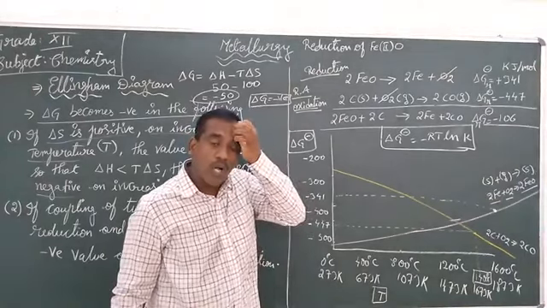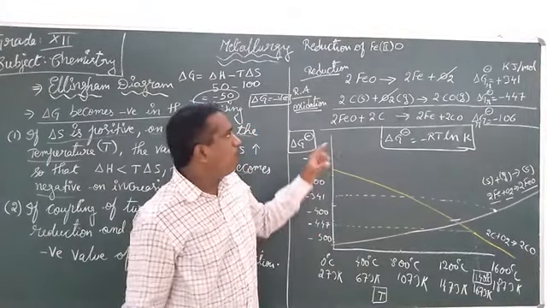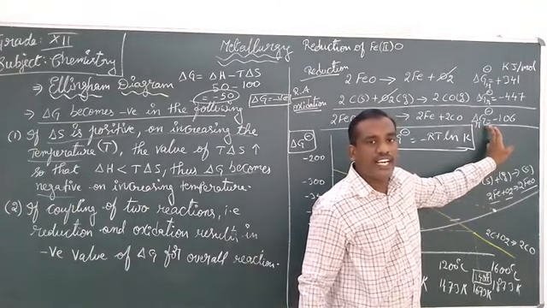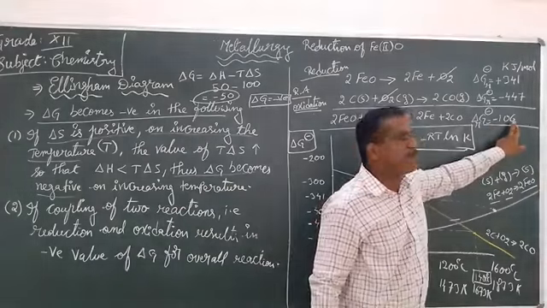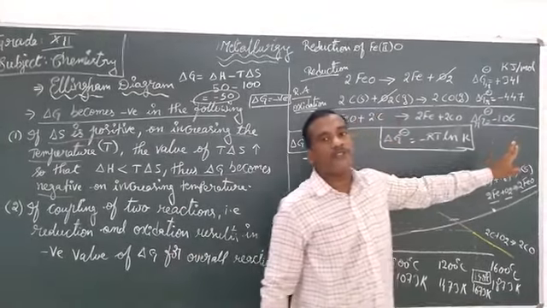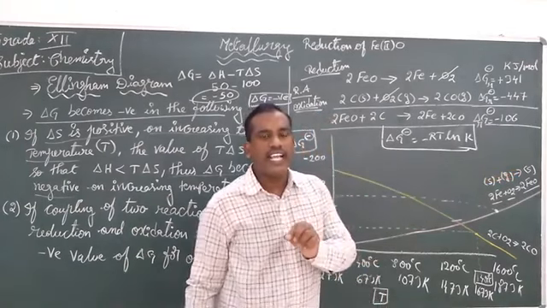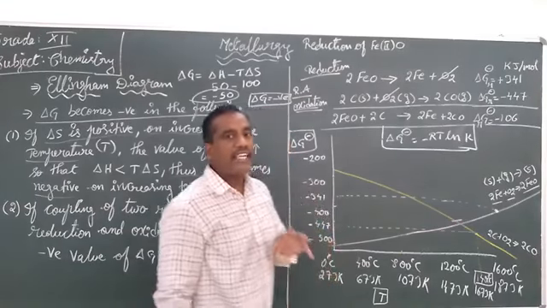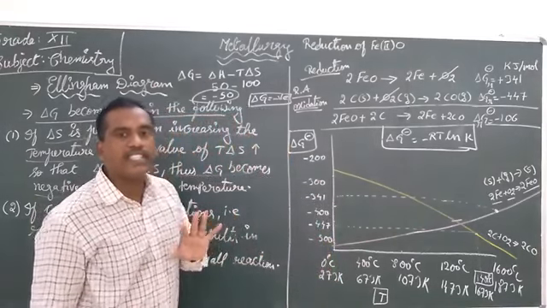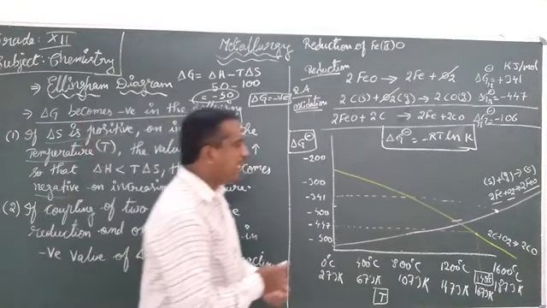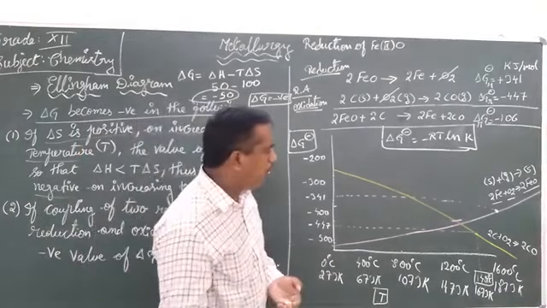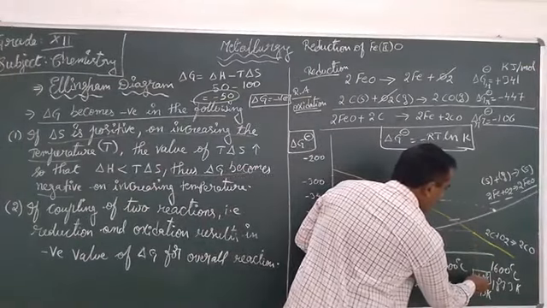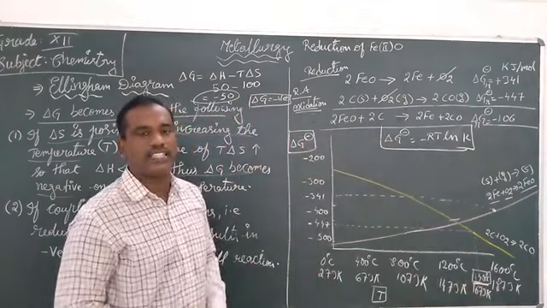To reduce iron oxide, once we add the coke, the net Gibbs free energy for the overall reaction becomes negative. Whenever the Gibbs free energy is negative, we say the reaction is spontaneous. At what temperature does the reaction take place? The reaction takes place above 800 degrees Celsius.